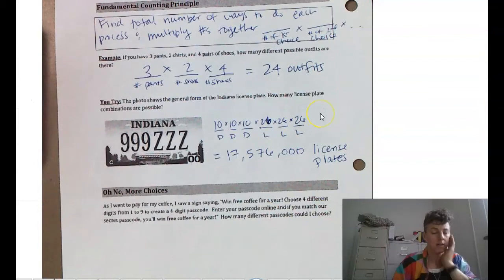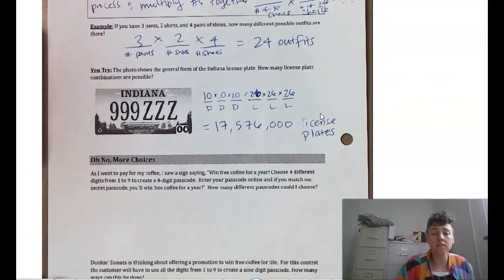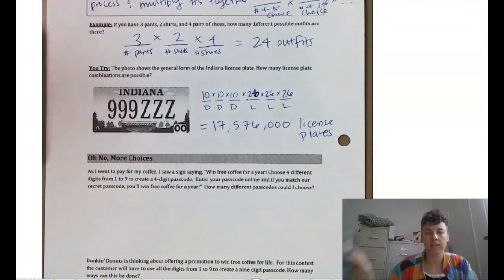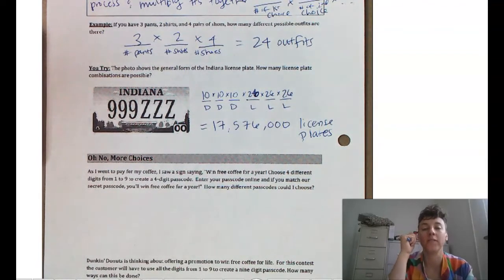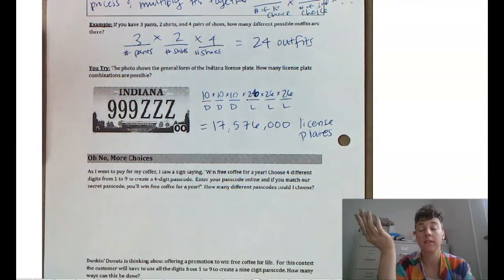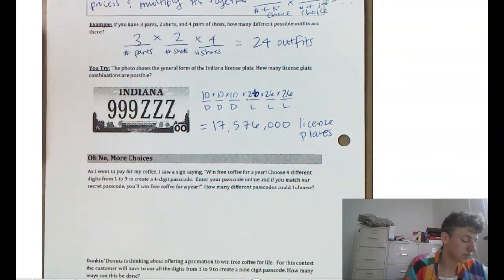Alright. Let's keep moving along. Oh no, there's more choices. As I go to pay for my coffee, I see a sign saying, win free coffee for a year. Choose 4 different digits from 1 to 9 to create a 4-digit passcode. Enter your passcode online, and if you match our secret passcode, you win free coffee for a year. That sounds pretty good. Sounds like something I can do. So, how many different passcodes could I choose from?